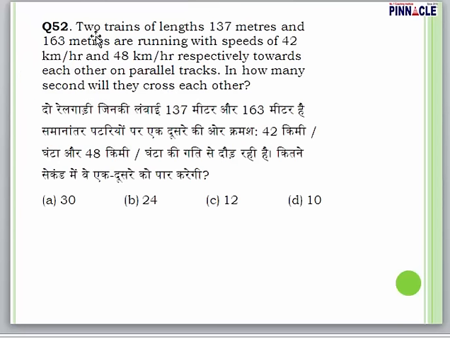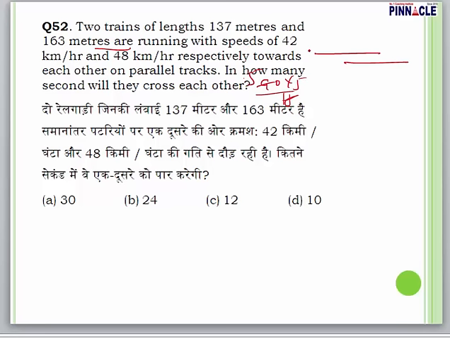Next is question number 52. Two trains of length 137 meter and 163 meter are running with the speed of 42 km per hour and 48 km per hour respectively towards each other on parallel tracks. In how many seconds will they cross each other? This side the train is going, and this side the other train is going with the speed of 42 and 48. So the relative speed would be added because they are in opposite directions. So 42 plus 48 is 90 km per hour, and 90 into 5 by 18 is 25 meter per second.